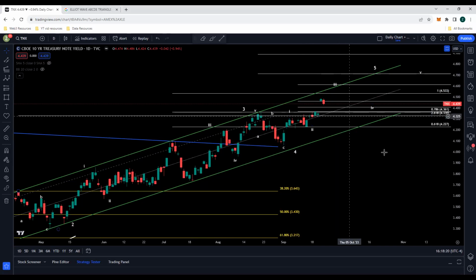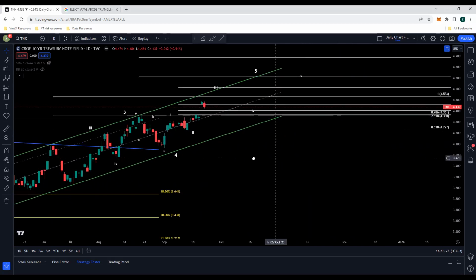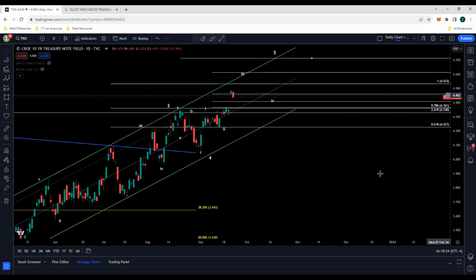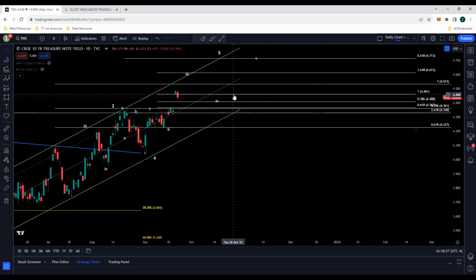Now our wave 3 could have topped out right here. What level is this? Let me figure out real quick. Wave 3 could have topped out right here and hit the 1.0 extension at 4.461. That's very possible.